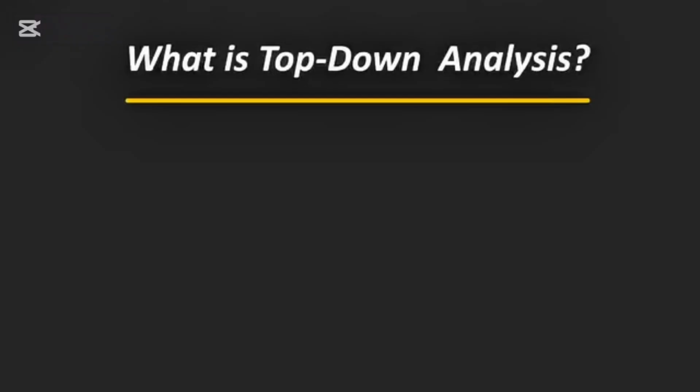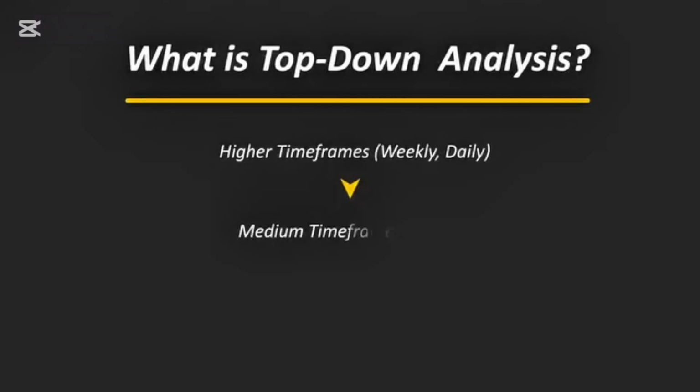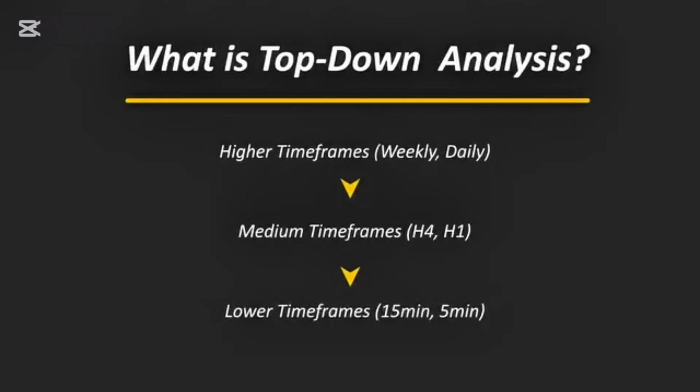What is top-down analysis? Top-down analysis means starting chart analysis with higher timeframes, like weekly and daily, and then moving down to smaller details, like 4-hour, 1-hour, and 15-minute, to get a more accurate analysis.